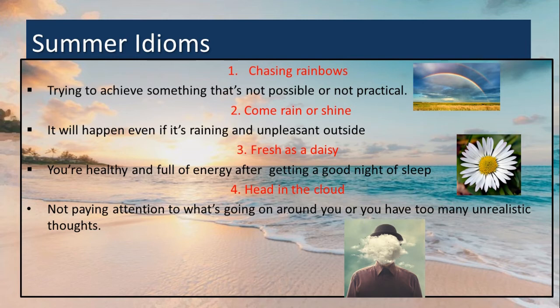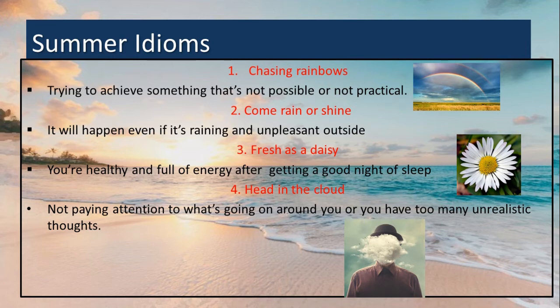This idiom, by the way, for those who don't know what a rainbow is, I just put a picture on the right. It's those colored lights that appear when it's a sunny day and at the same time it starts raining. So this is a rainbow. When you say to somebody, girl, you're chasing rainbows, what you're trying to tell her is that you're trying to achieve something that is not possible or not practical.